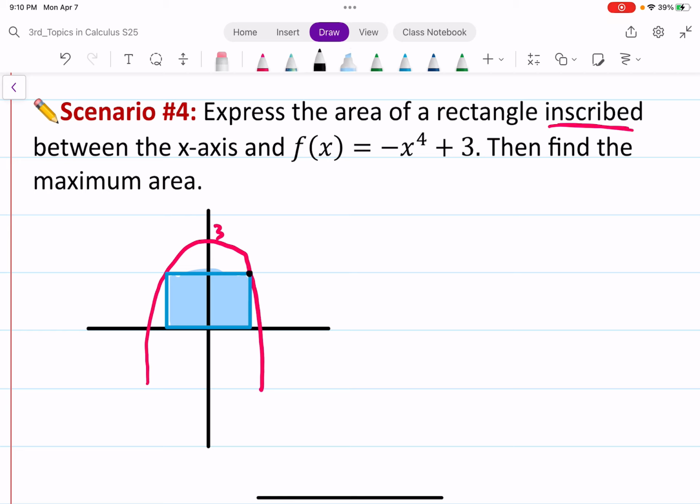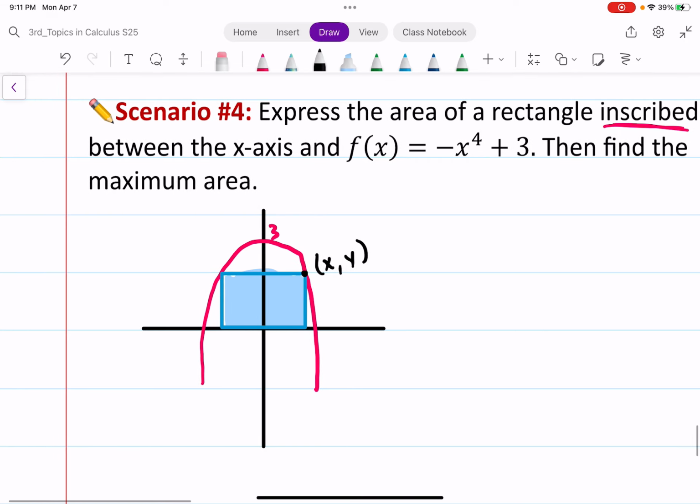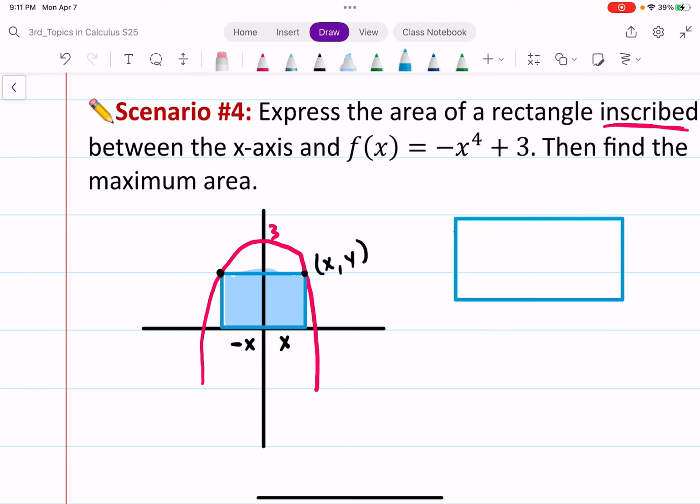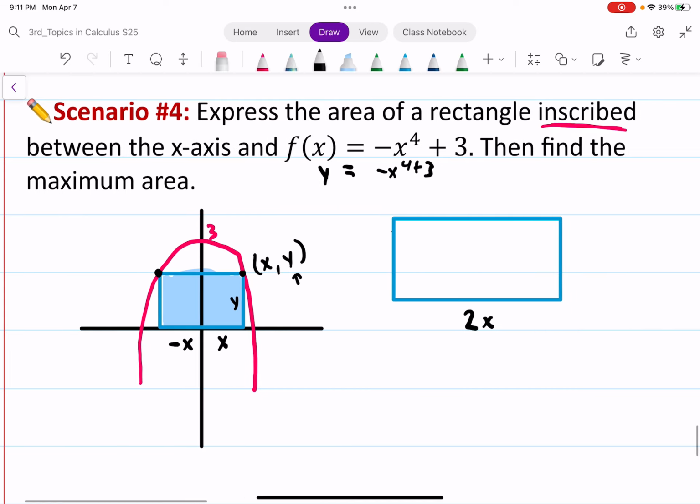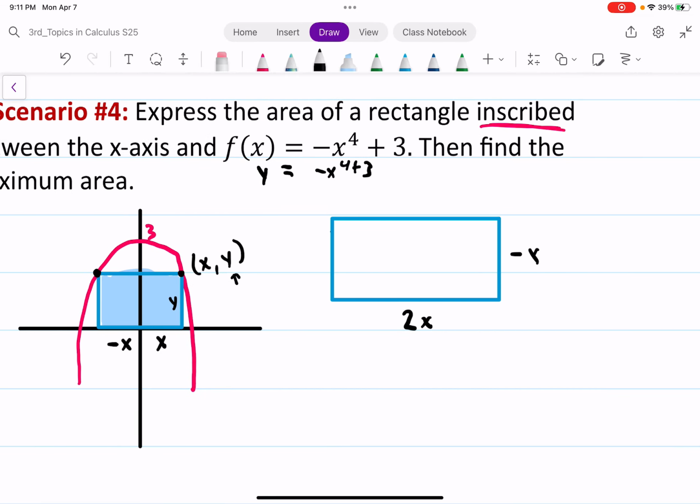Well, this point right here, coordinate points are just x comma y. Well, that means that it went to the right x units. And then if I went here, well, that went to left x units. But that still means that in terms of a rectangle, if I were to draw this out here, that horizontal distance is a total of 2x, okay? The vertical distance, well, if you think about it, the vertical distance is your y. Well, we know what our y is. Our y is negative x to the fourth plus 3, which means my y value for the rectangle is negative x to the fourth plus 3.